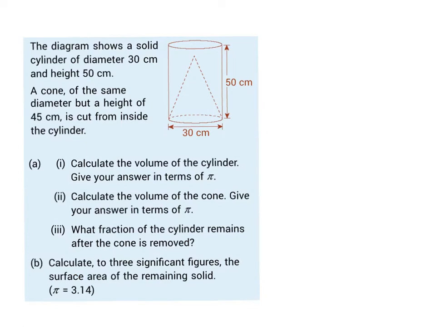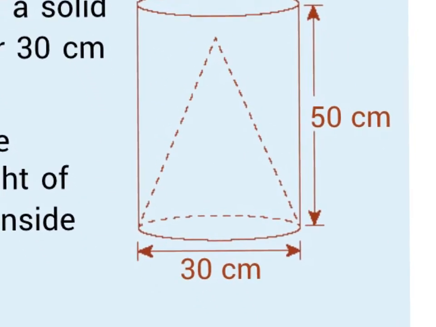Okay, so a number of people struggled with this question, and specifically part B here, but I'm going to go through the full question from start to finish. It says the diagram shows a solid cylinder of diameter 30 and height 50 centimetres. A cone of the same diameter and of height 45 centimetres is cut from inside the cylinder. So I'm going to zoom in here and mark in that this is from here to here, because the height of the cone is 45 centimetres.